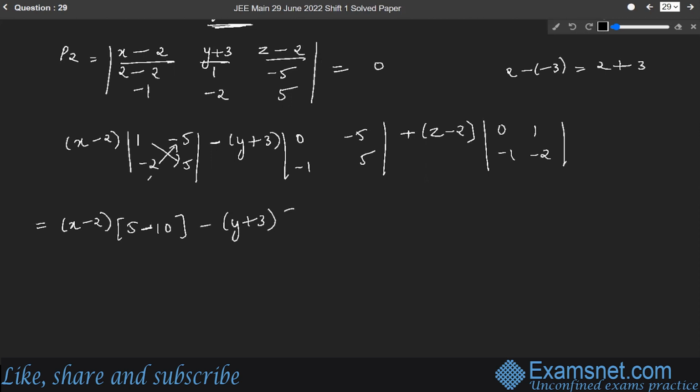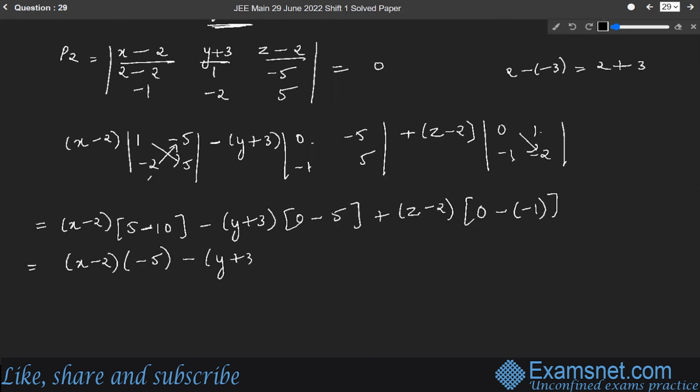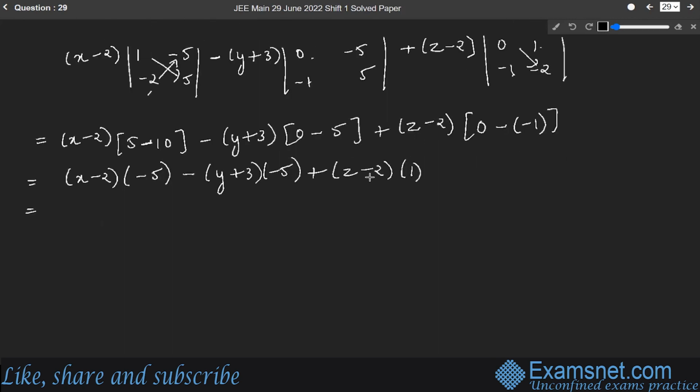This will be multiplied with 0 into 5 is 0 minus 1 into minus 5 is 5, plus (z minus 2). This will be multiplied with 0 into minus 2 is 0 minus 1 into minus 1 is minus 1. All right. So this will be (x minus 2) into (5 minus 10 is minus 5), minus (y plus 3) into minus 5, plus (z minus 2) into (0 minus minus 1 is plus 1). So it will be equal to x into minus 5 is minus 5x.